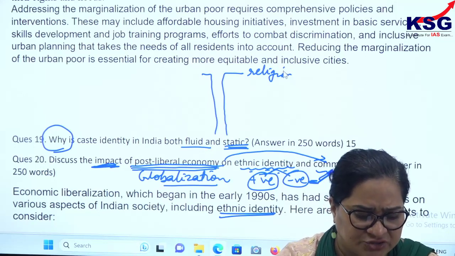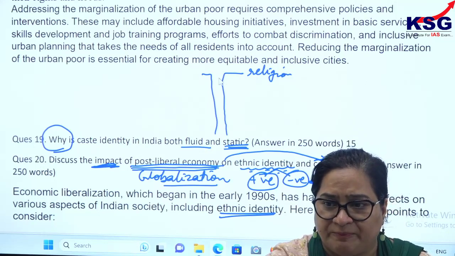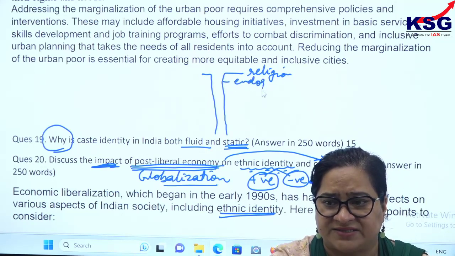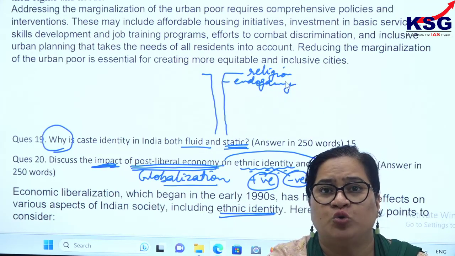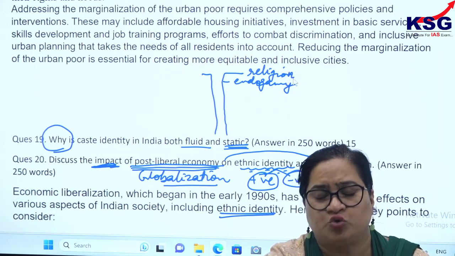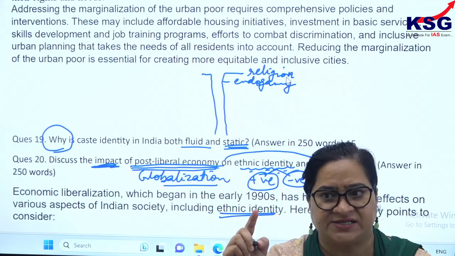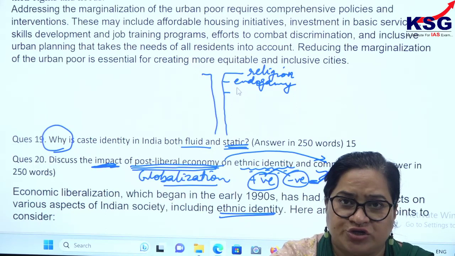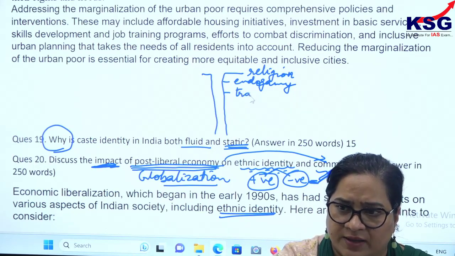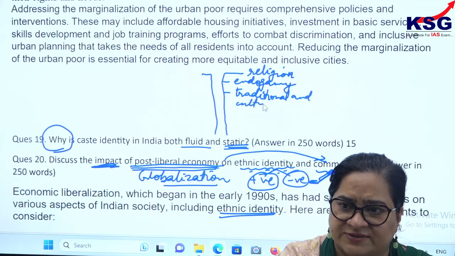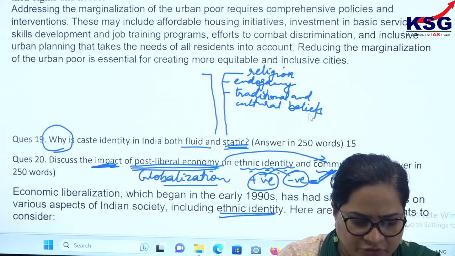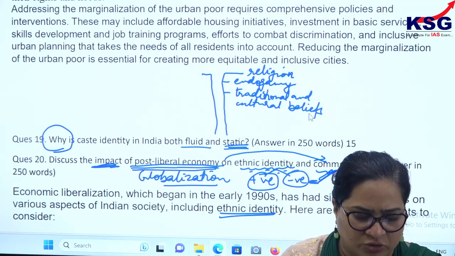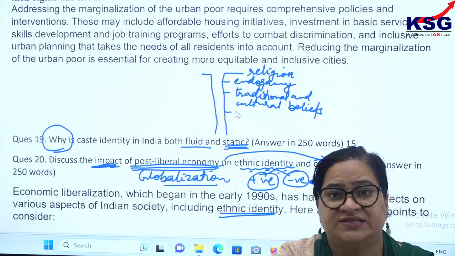Okay, then after religious reasons, you can also talk about the patterns of endogamy, which is still practiced. Endogamy means marrying within one's own community. That will also lead to caste based identity getting perpetuated. Okay, just the key points I'm giving you. Then you can also talk about the social traditions and cultural beliefs. After traditional and cultural beliefs, you can also talk about the possibility of social stigma and discrimination.